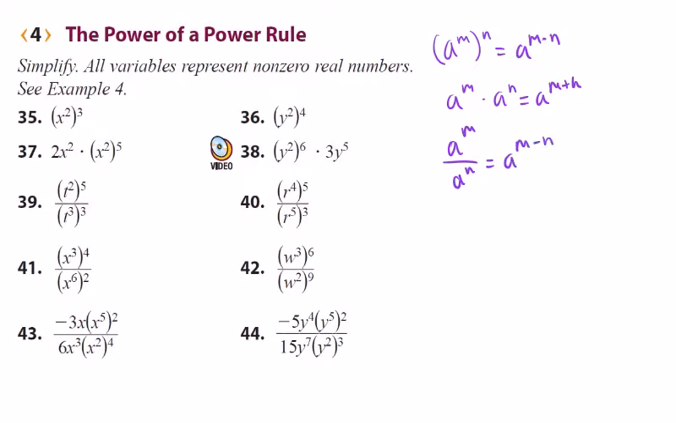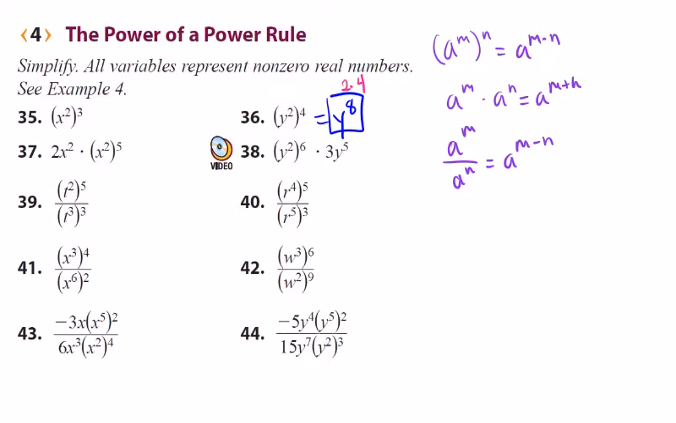All right, so let's check out number 36. Here I have y squared to the 4th, so y squared to the quantity to the 4th power. So I'm just going to multiply those exponents. So I'm going to get y to the 2 times 4 is 8. So that's our final answer there.